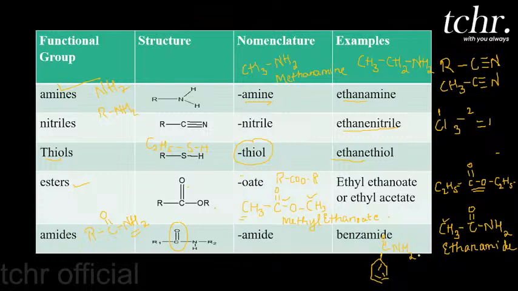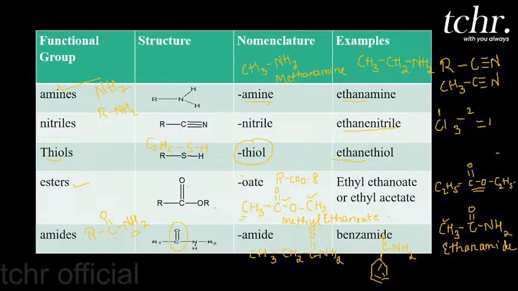Did you understand the structure of benzamide? So if you see the amine group attached to a carbonyl atom, one more example: if you write CH3, how do you write the structure of propanamide? CH3, CH2, C double bond O, NH2. Now what is it? It is called propanamide.